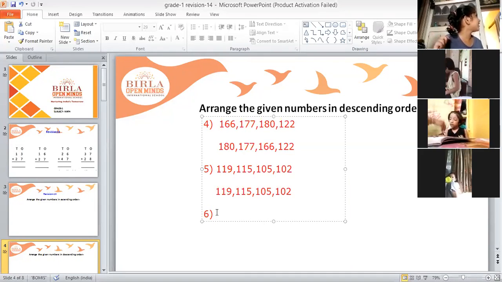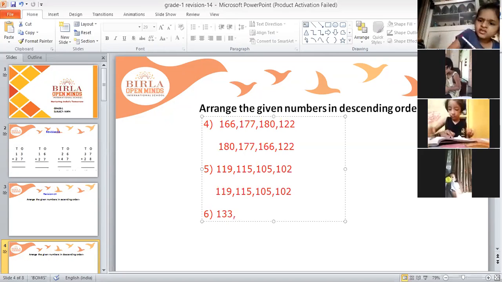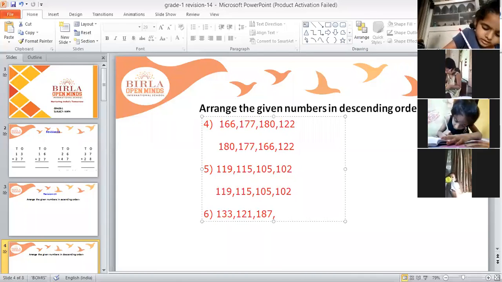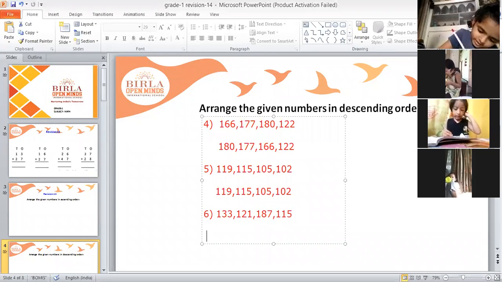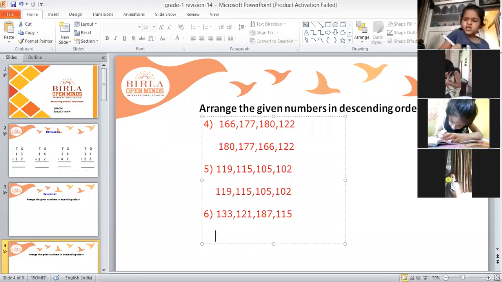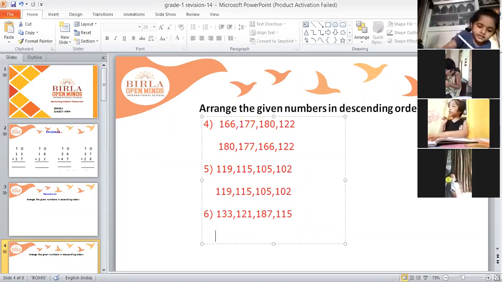Yes, children, now note down your last bit, sixth bit. The numbers in your last bit are 133, 121, 187, 115. Now you have to arrange these numbers in descending order.